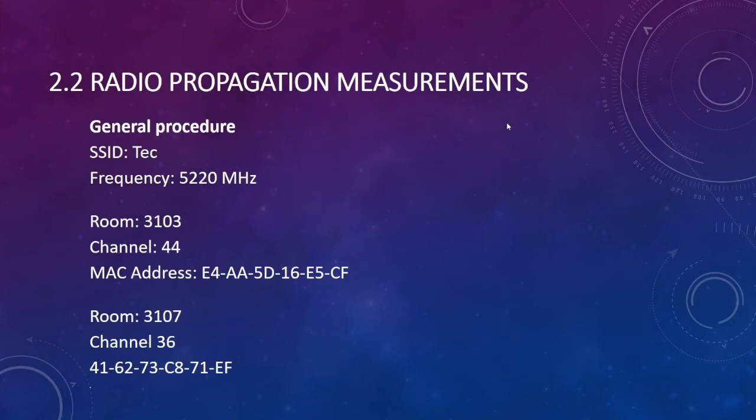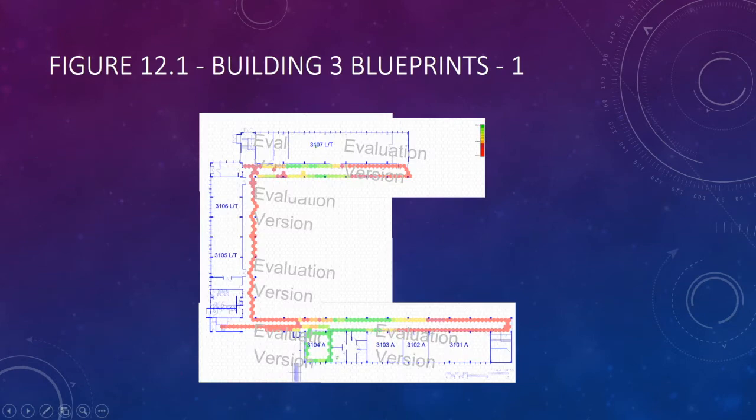Radio propagation measurements: we chose 2 access points in the ground floor and 1 in the lower ground floor. The access points that we chose were from the tech SID, so we were measuring the frequency 5 GHz. This is the map that we developed with the wireless monitor software. So the first access point that we chose is in here. You can see it's really small, and we made the measurements through the floor with a different scale.